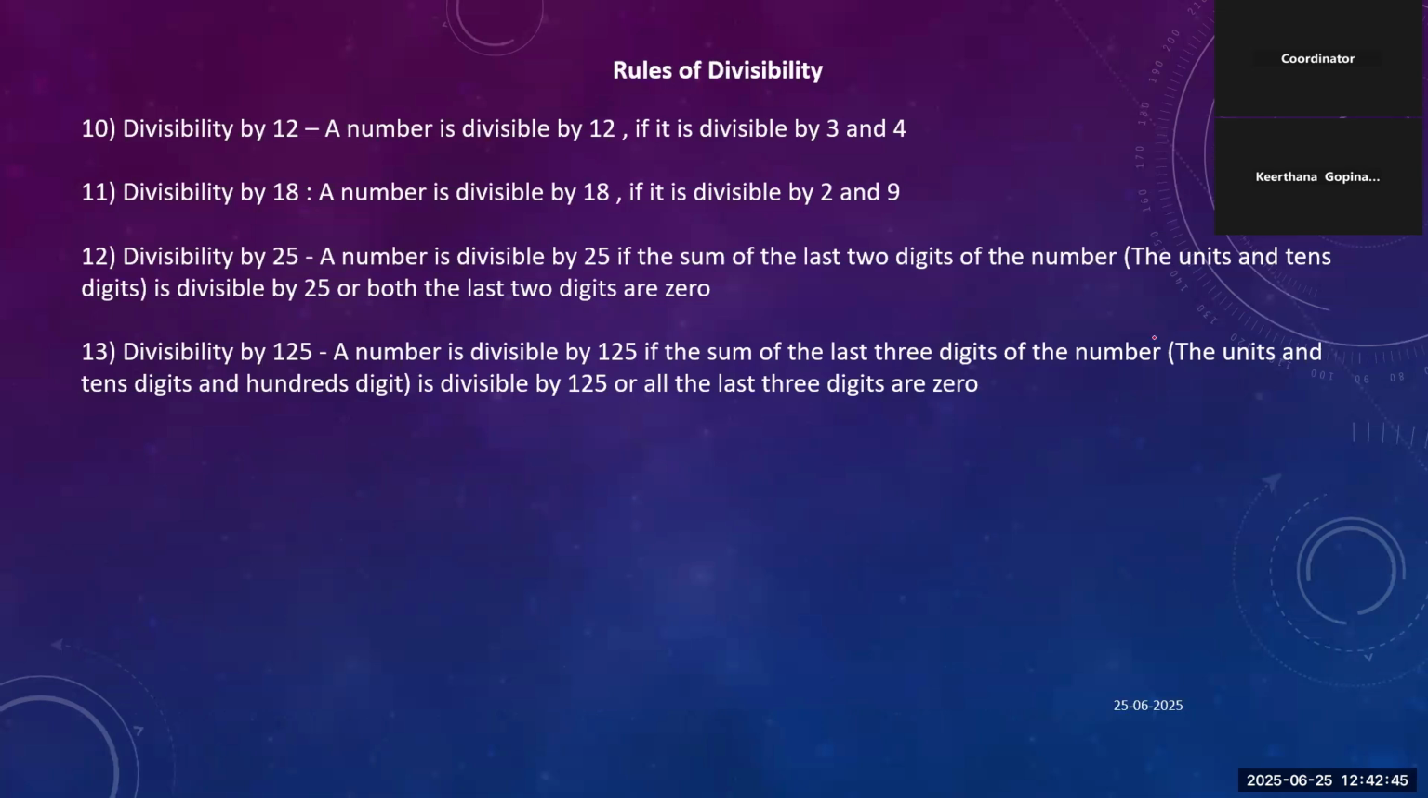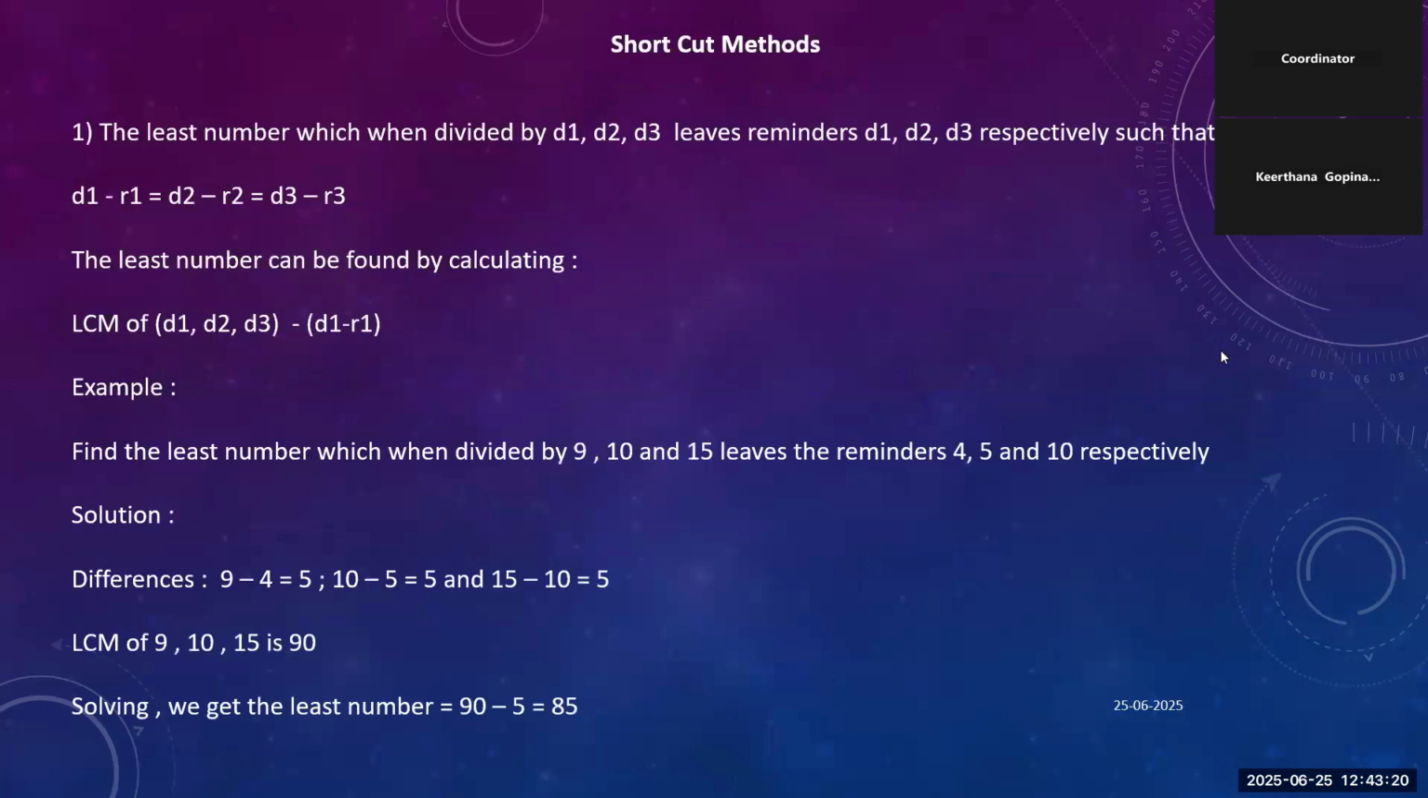Divisibility by 25: if the last two digits are divisible by 25 or both the last two digits are 0. Simple rule. Divisibility by 125: a number is divisible by 125 if the last three digits of the number are divisible by 125 or the last three digits are 0. 25 and 125 are almost similar, right? Only thing, in 25 it is 2 digits, here it is 3 digits. That's all.